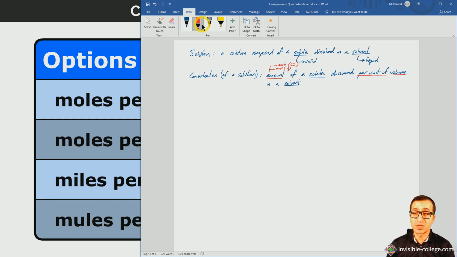Now, volume can be measured in a number of ways, as we've seen. It can be measured in cubic centimeters, it can be measured in cubic meters, it can be measured in decimeters cubed. These are all units of measure of volume. Now, the typical unit of volume which is used when we're measuring the concentration of a solution is decimeters cubed, cubic decimeters. But we could just as easily talk about moles per cubic centimeter, or grams per cubic decimeter, or we could talk about kilograms per cubic meter. As long as you're measuring an amount per unit of volume, then you're measuring concentration. But the standard is moles per decimeter cubed.